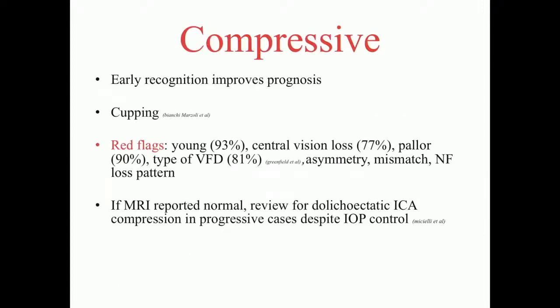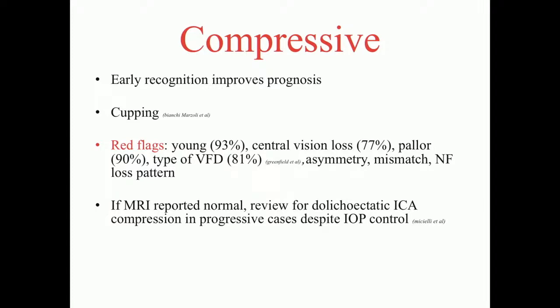So early recognition of compressive optic neuropathy is very, very important, and it's important to tease out what is glaucoma and what is compressive, if you had both. Cupping can be a result of compressive etiologies, compressive optic neuropathies. And the red flags to look for, and these are the specific red flags: in a young patient, central visual loss, pallor, the type of visual field defect, especially if there's a vertical respect.